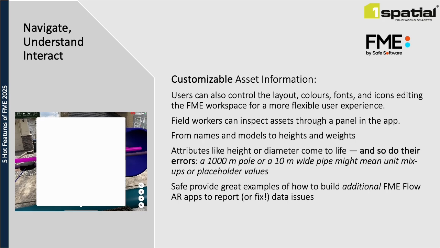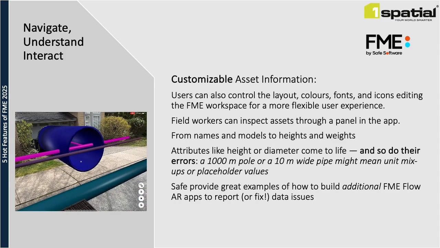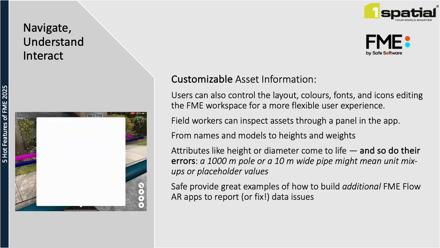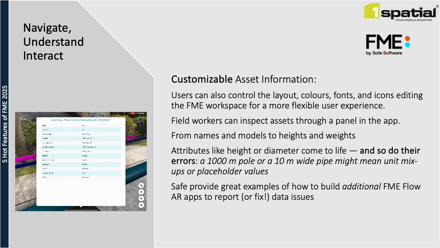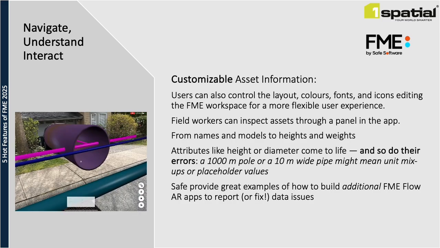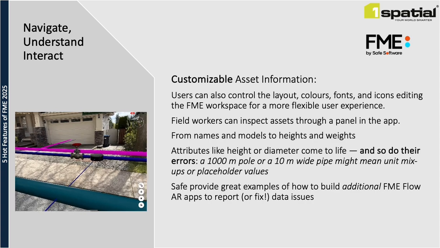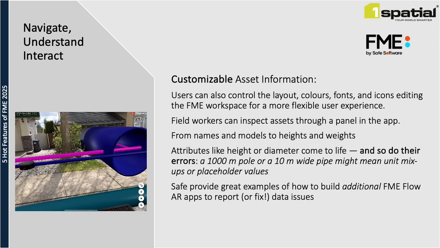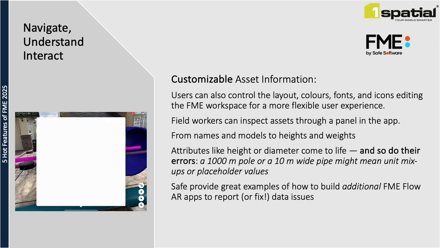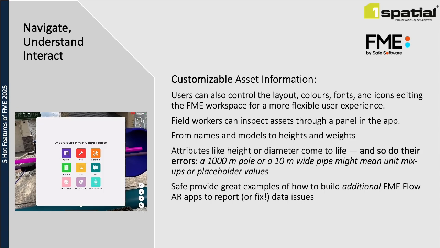A lot of this is customizable for the field worker. Your heights, your weights, other attributes can come to life, and all of a sudden you start to see potential error in your data. For example, a 1,000-meter pole or a 10-meter wide pipe. This is great field improvement to fix or report issues in the field. You can develop another additional FME app to do so.